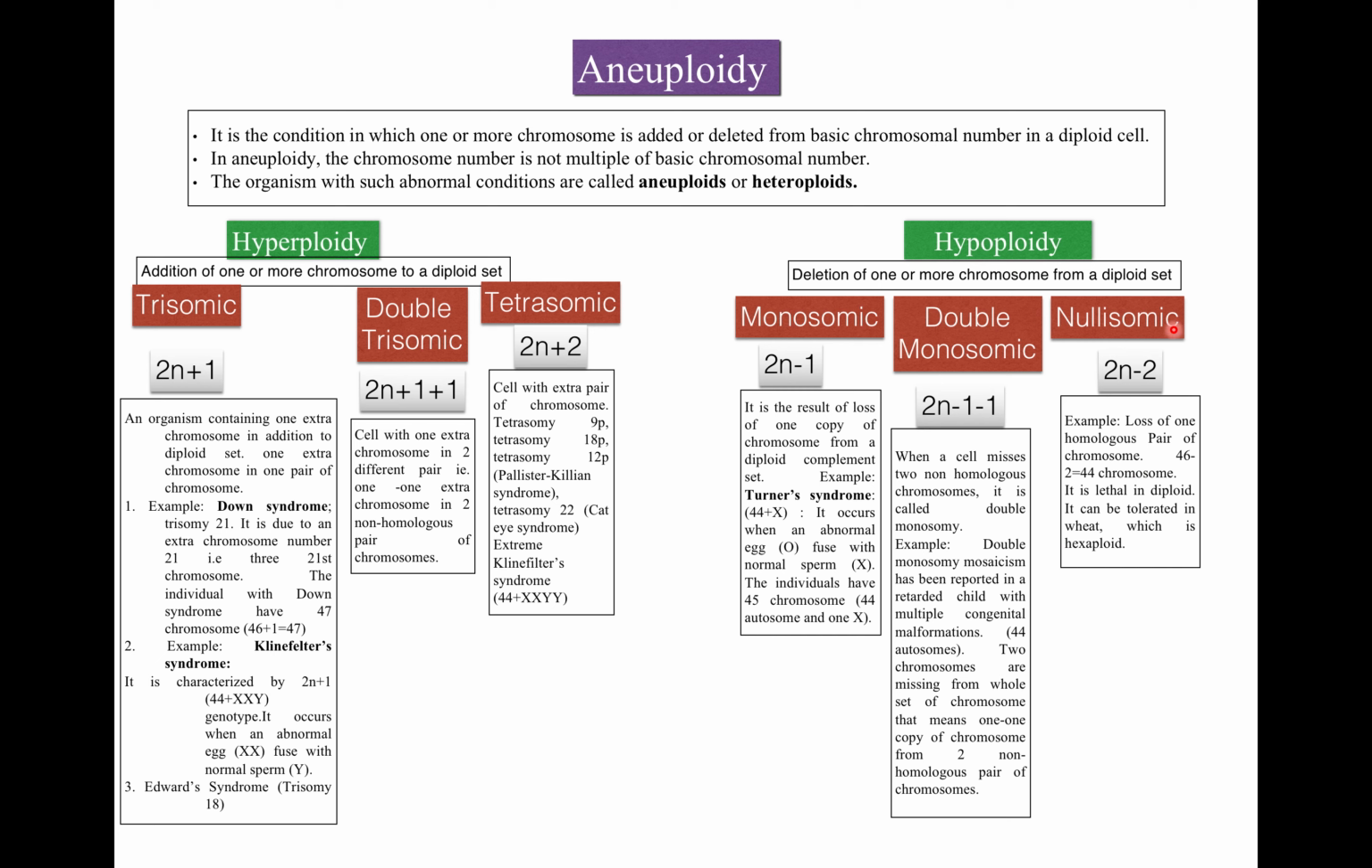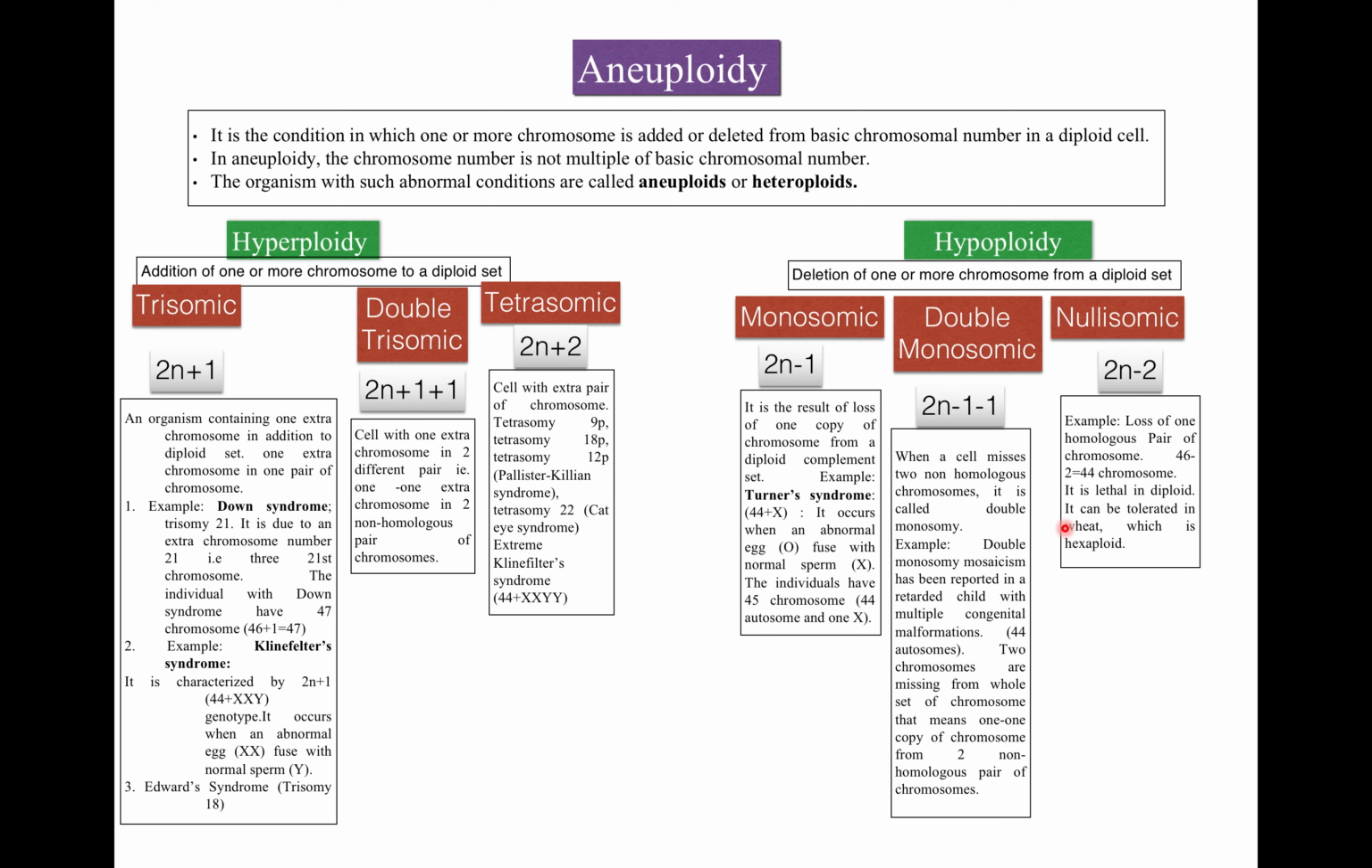Now 2n minus 2, nullisomy. There is a loss of one homologous pair of chromosomes. It is 46 minus 2 is equal to 44 chromosomes. If we talk about human beings, there should be 23 pairs of chromosomes, but in nullisomy there will be only 22 pairs of chromosomes. It is lethal in diploids. It can be tolerated in wheat, which is a hexaploid. So it is a hypoploidy.